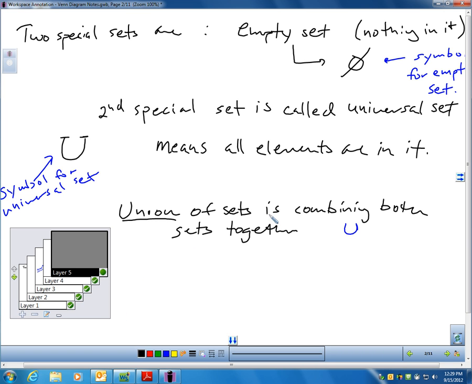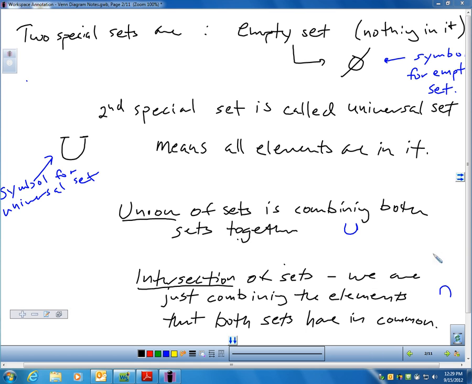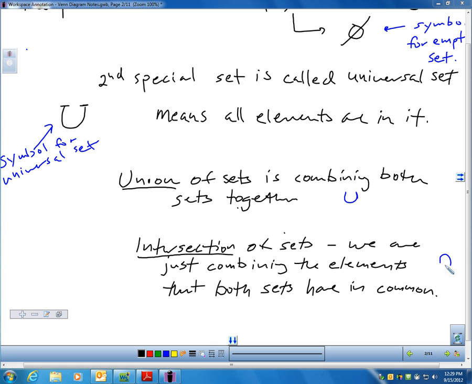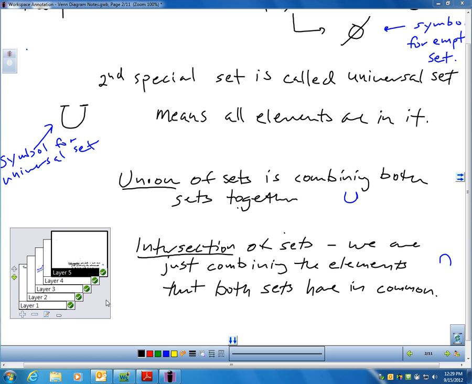A union of sets is combining both sets together. A U is the symbol for a union. It's simply combining all the elements of each set together. An intersection of sets, first of all, the symbol for that is an upside down U. An intersection of sets is combining just the elements that both sets have in common. Now, sometimes my students struggle with the difference between union and intersection, so I wanted to do a non-math example of union and intersection.